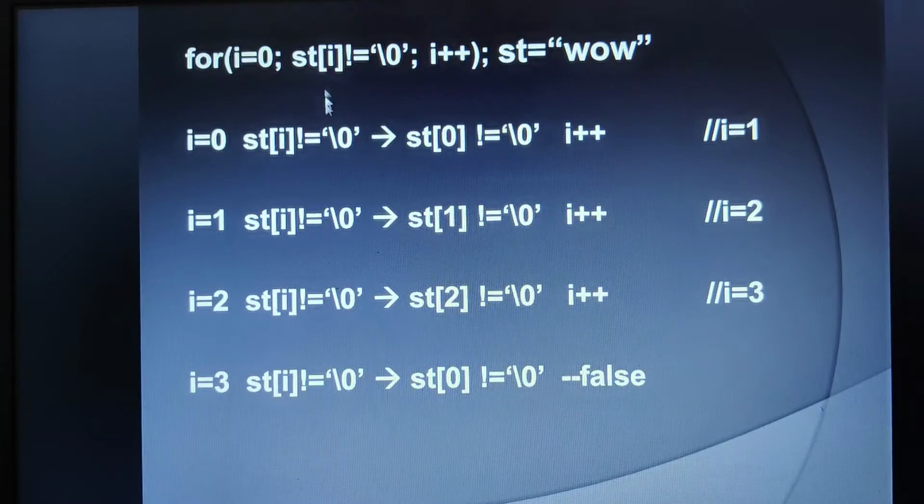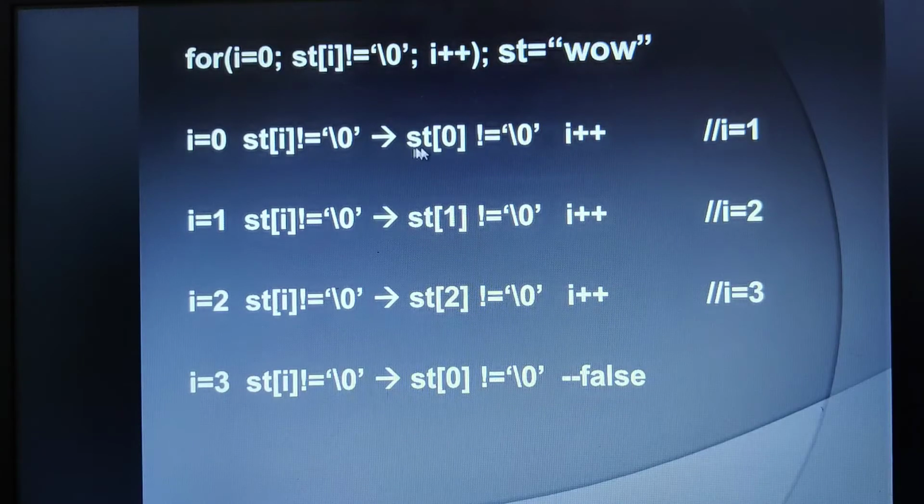Next, what is this checking? Whether string of i, in the sense whether string of 0, is not equal to null. This is actually the null. This is an escape sequence character, isn't it? That is why it has been preceded with the backslash here. Since it's a null character, it has been enclosed in single quotes here. So st of 0, in the sense what, children? Here st of 0 in the sense w.